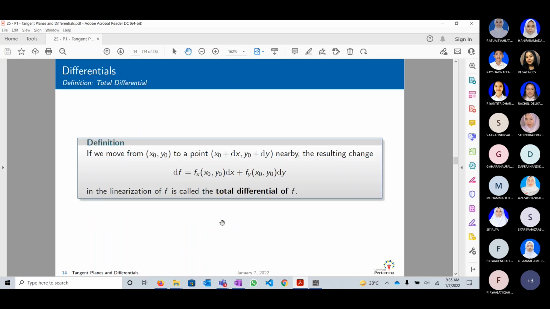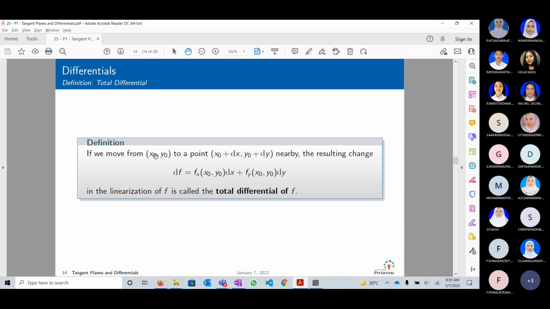So now the last part is about differential. First, we talk about total differential. What is actually a total differential? So if we move from the point x0, y0 to a point x0 plus dx, y0 plus dy nearby, the resulting change of df is actually this. And this df is called the total differential of f.